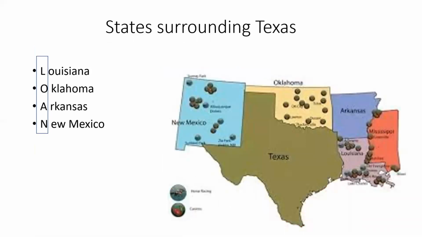The states surrounding Texas, we have four of them. The best way to remember this is the word LOAN. L for Louisiana to the east of Texas, O for Oklahoma to the north, A for Arkansas to the northeast, and N for New Mexico to the west.